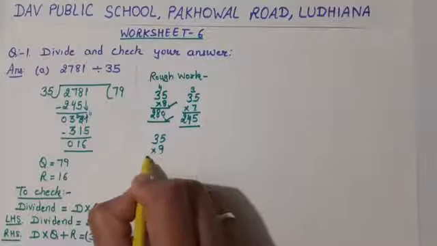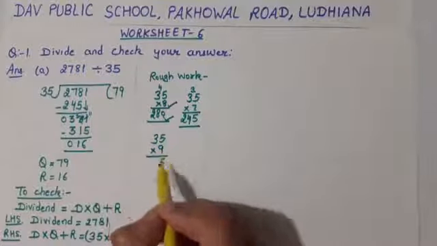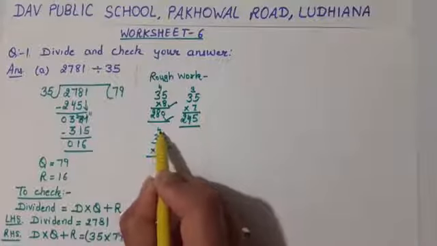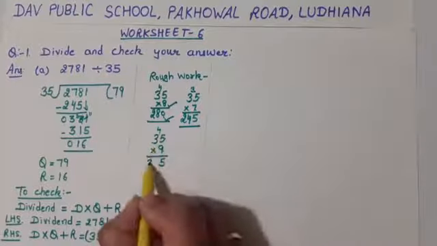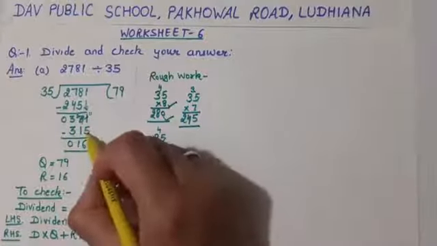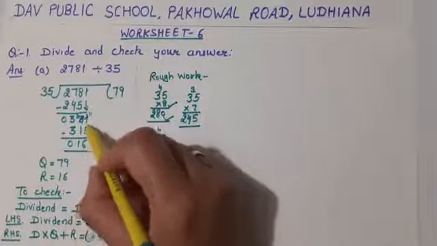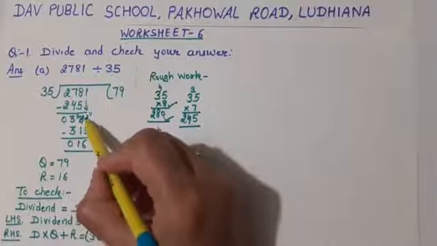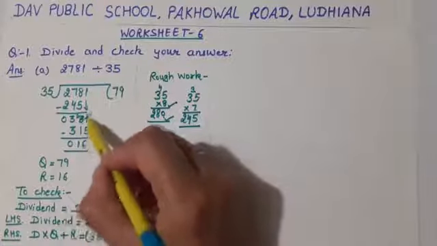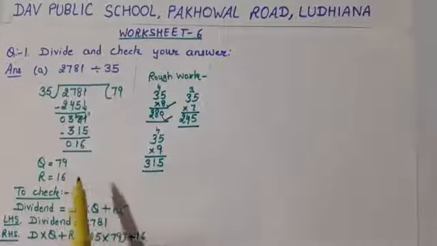35 times 9. 9 times 5 is 45. Here carry 4. 9 times 3 is 27. 27 and 4 is 31. It is 315. 315 is less than 331, right? So now we subtract. Here we will take a borrow from 3. It will become 2, and 2 minus 1 is 1, and it will become 11. 11 minus 5 is 6. So here the remainder is 16.